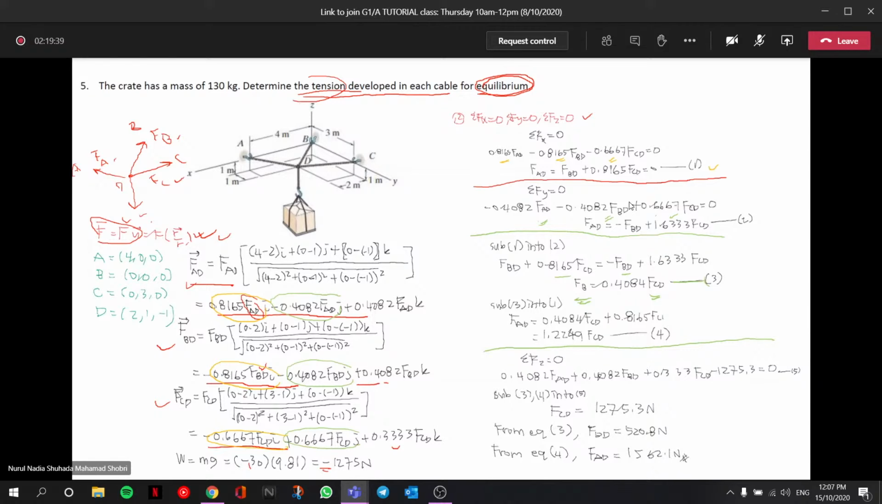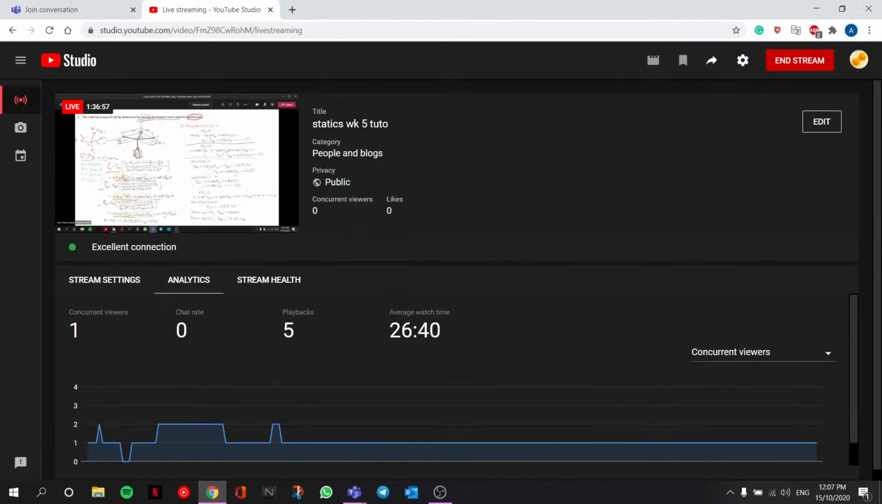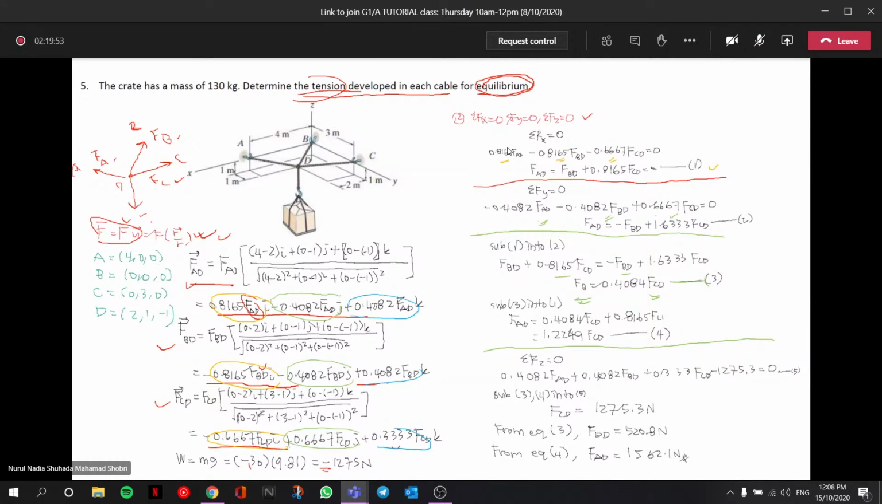Then we solve for the sum of Fz equal to 0. For sum Fz equal to 0, you take the values in the k direction, and also here, because the mass times gravity is pointing downward, that means it's actually in the k direction. You will get an equation like this, which is equation 5. When you substitute equation 3 and equation 4 into equation 5, you get only one unknown, so you can find the value of FCD. In this case, it will be 1275.3 Newton.